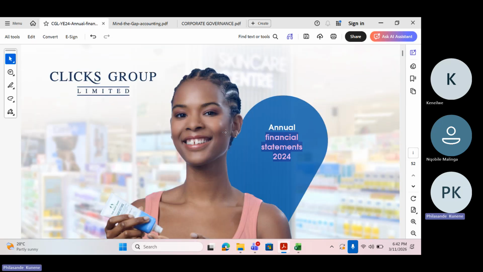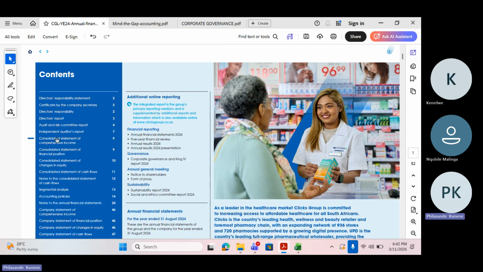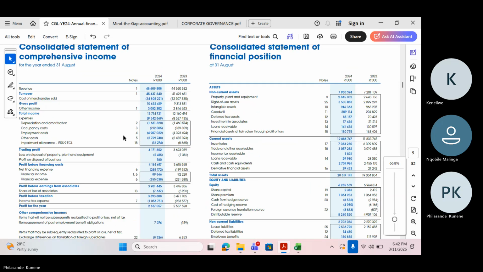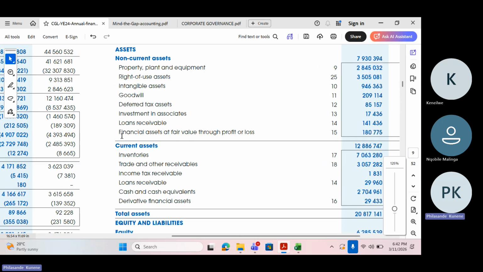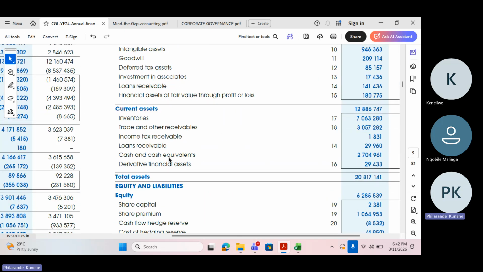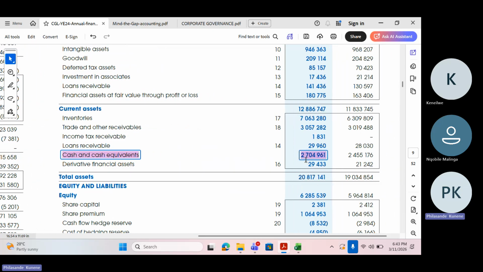I'll go to the financial statements, right? There is the income statement, there is the balance sheet. Let me just go to the balance sheet. You can see here under cash and cash equivalents how much they have. They have 2,704,961 in the current year. Then this one is the previous year, 2 billion actually, sorry.